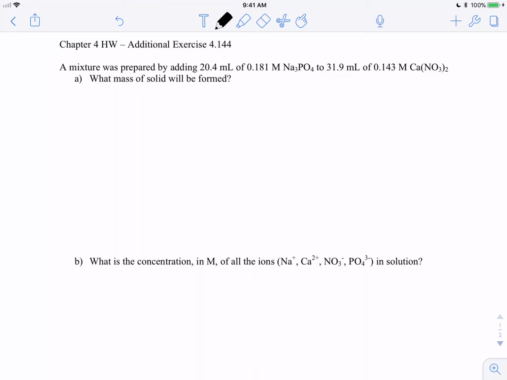So here what we're told is that a mixture was prepared by adding 20.4 milliliters of a specific concentration, 0.181 molarity sodium phosphate, to 31.9 milliliters of 0.143 molarity calcium nitrate. And we have two goals here: to identify the mass of the solid that's formed in this reaction, as well as the concentration of all the ions. So we have sodium, calcium, nitrate, and phosphate ions that we could possibly have in solution once the reaction is done. So let's go ahead and start by working through this.